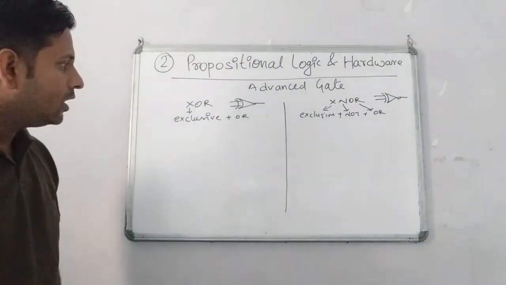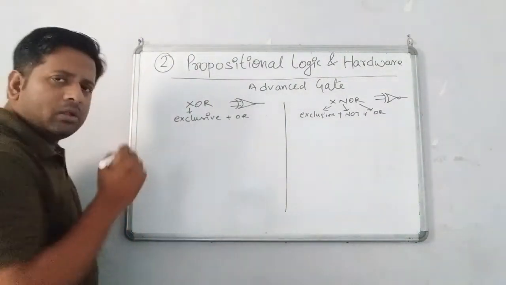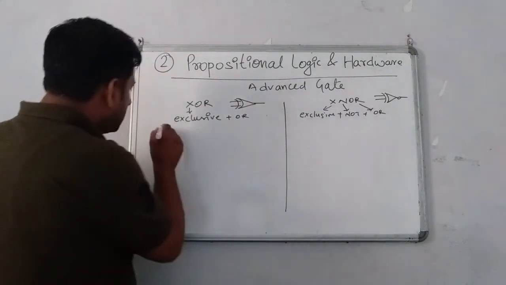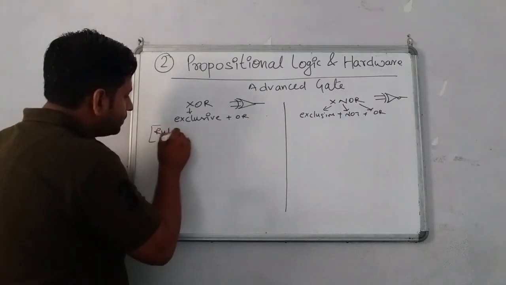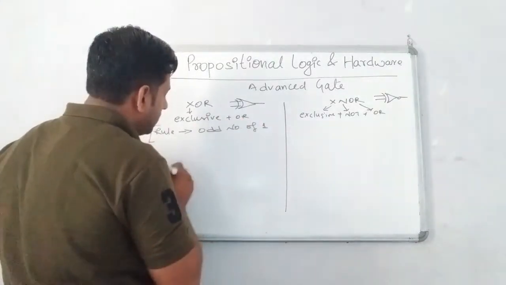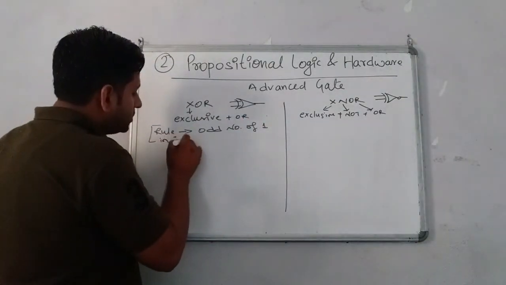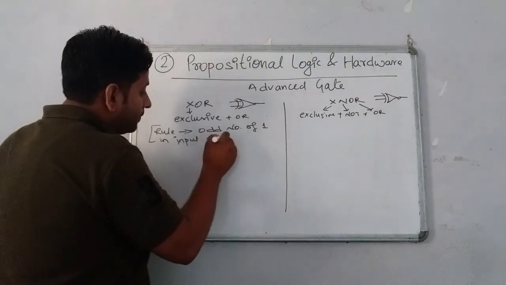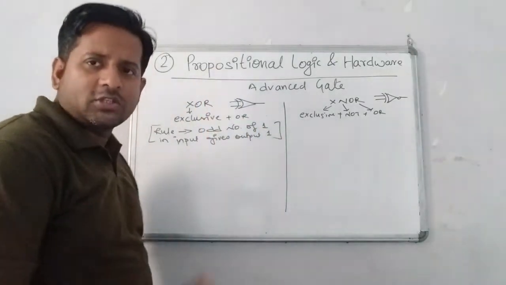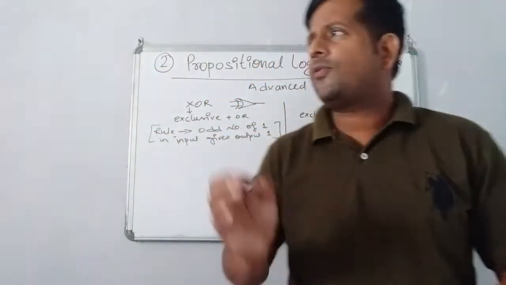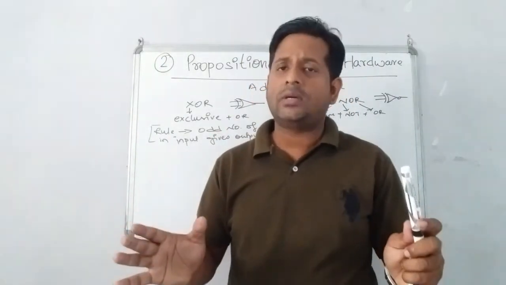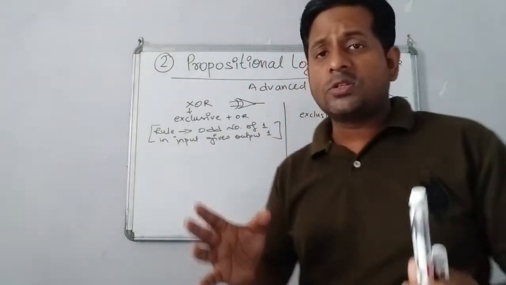Okay, children, certain rules you have to follow. Rules for XOR I am giving. Okay, so children, remember the rule is what? Odd number of 1 in input gives output 1. So this is the rule, children. Odd number of 1 in the input. You have to check how many 1 is present. If there are odd number of 1, odd means you know, children.